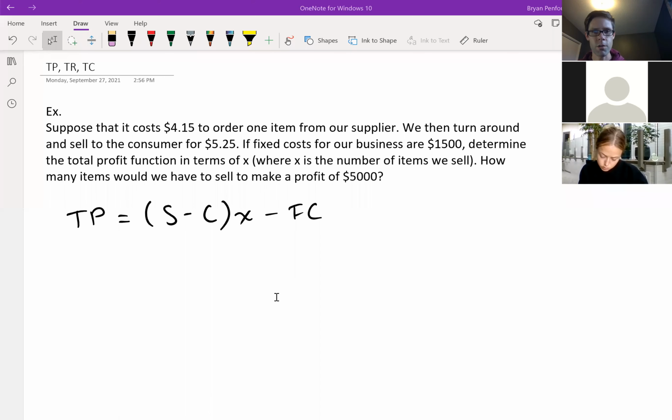And yeah, Alexander, you're on the right track there for sure. So we're going to try to find the total profit function in terms of X using the formula we have here. X, like I said, is going to represent the number of items that we're selling as our business. And then we're going to figure out the question: how many items would we have to sell in order to make a profit of $5,000?